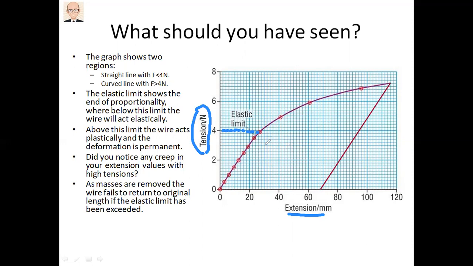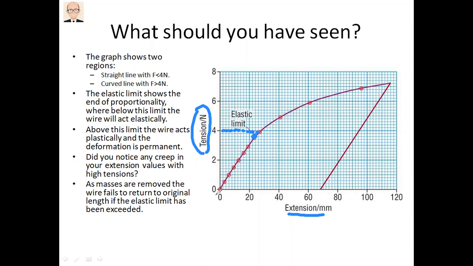And we said we will have an elastic limit at the beginning of 4 Newton here. Here is going to be the elastic limit. The elastic limit shows the end of proportionality, where below this limit, the wire will act elastically.